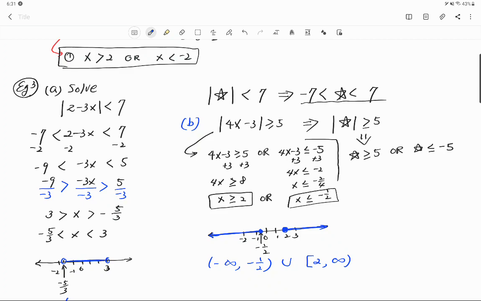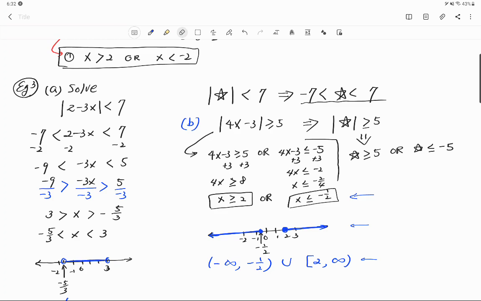One is an inequality symbol, like this: x is greater than or x is less than something. And then we can use a graphic notation or we can use interval notation. Interval notation is really simple. For this example, there are two intervals. One is on the left. The numbers go all the way from the left-hand side, which is negative infinity, all the way up to negative 1 over 2.